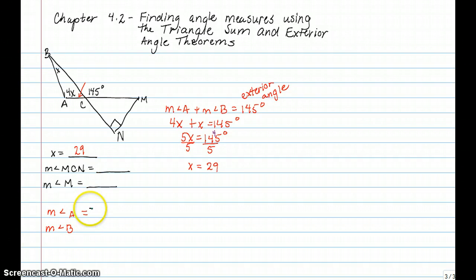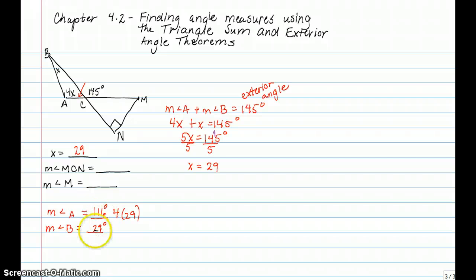So the measure of angle A is going to be 4x. So 4 times 29. You do not need a calculator again. Now this one you can do a little bit differently. 4 times 30 is 120. If you were to go back 4 from 120, you would be at 116. Another way to do that is 4 times 20 is 80. 4 times 9 is 36. 80 and 36 is 116. There's two ways you can go about doing it without a calculator. Then you have the measure of angle B, quite a bit simpler because it's just x, so that's going to be 29 degrees. So we have 116 plus 29.